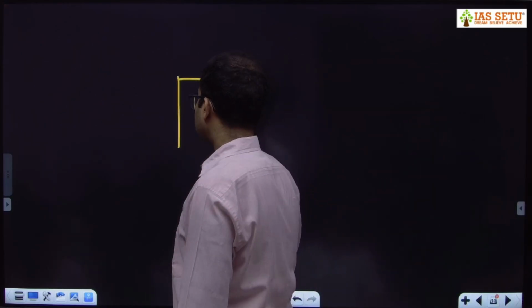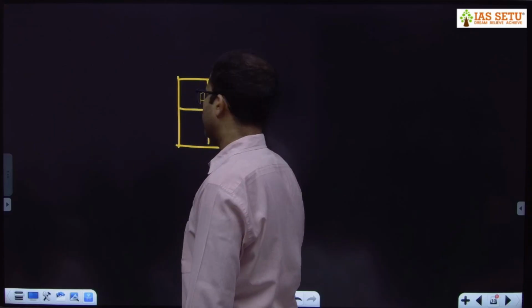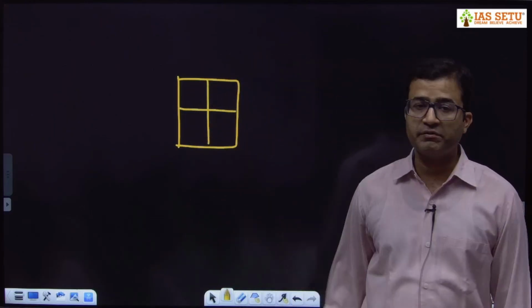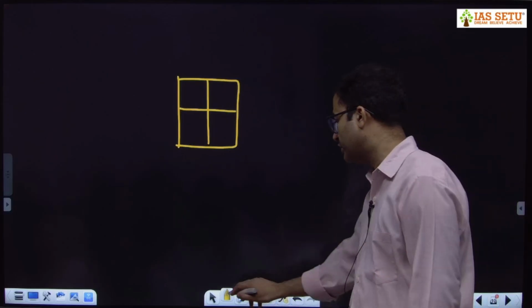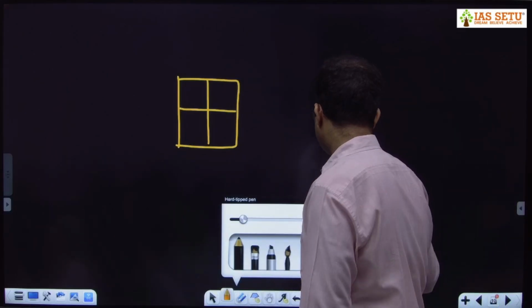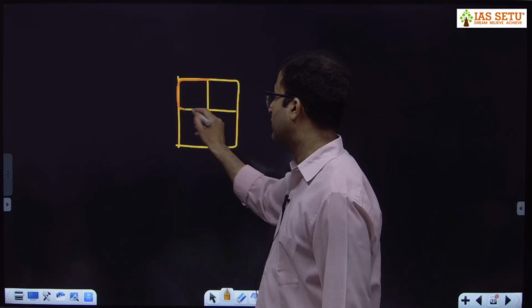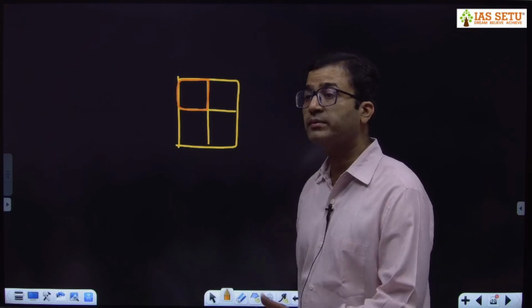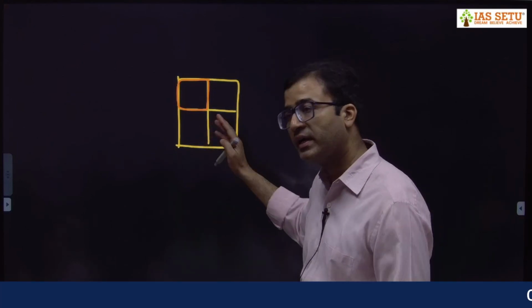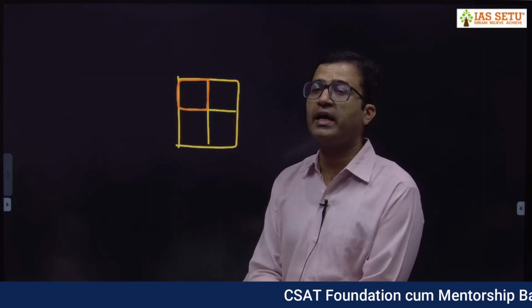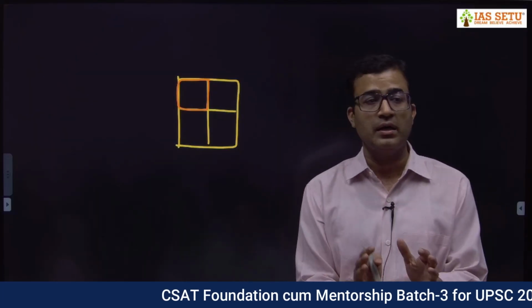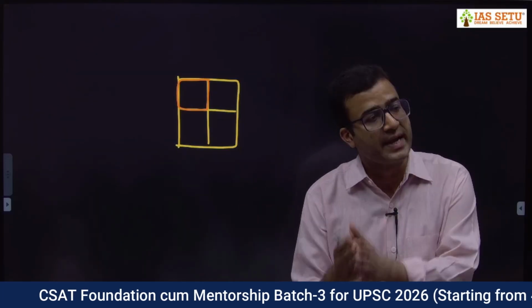Like here, first we will check manually. In this given figure, I asked to count the number of rectangles manually. Then I tell students this is rectangle number 1. Then some students get confused, sir it is square. I'm saying it is square, but it is rectangle as well. I'm not denying it is square, but I'm saying it is rectangle as well.